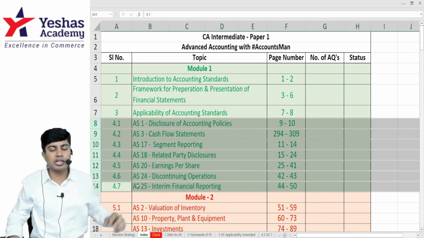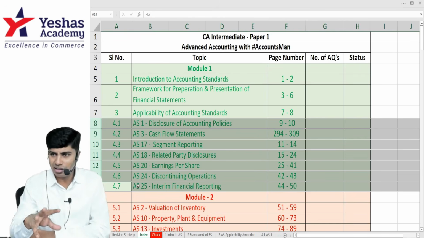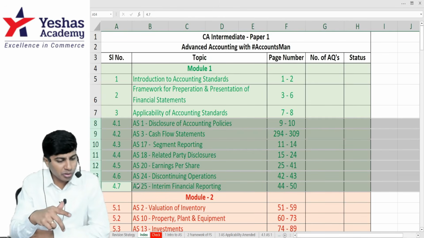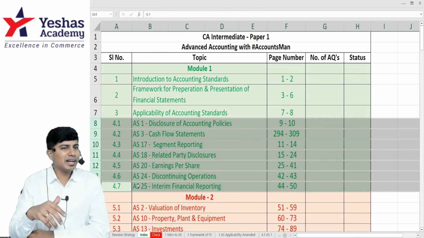These are disclosure-based standards. In this, there are not many numbers to compute. There are, but not too many numbers. So when we're doing this Module 1, 4.1 to 4.7, you might at a point feel like you're actually not doing accounts.